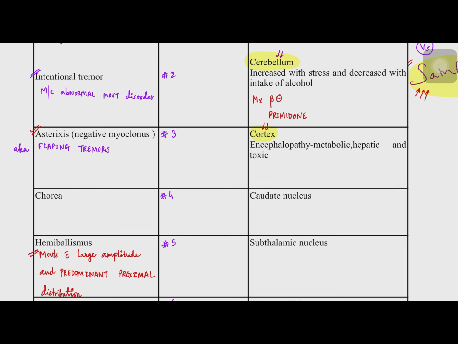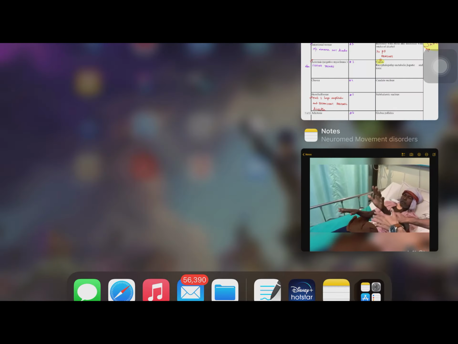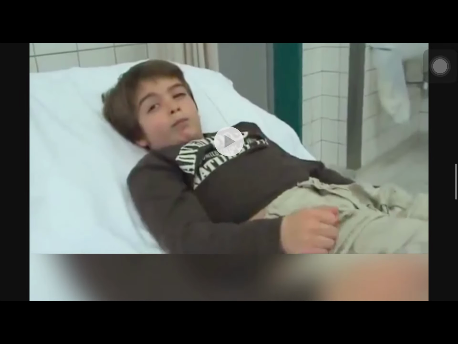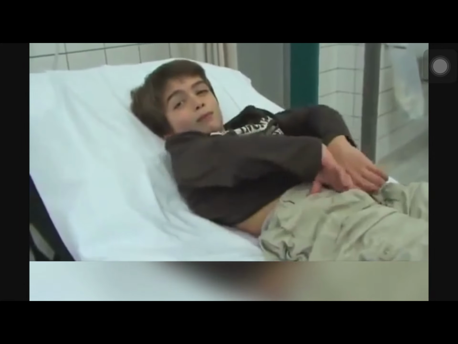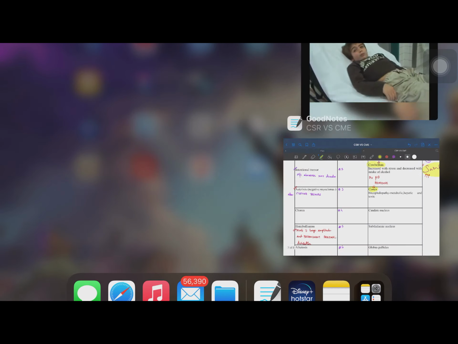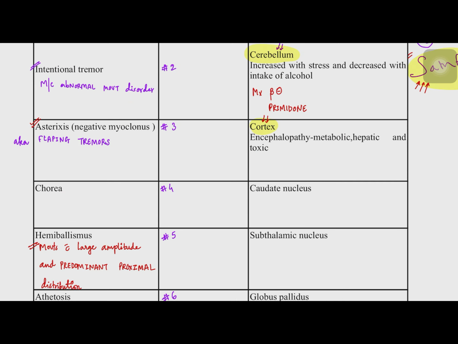The fourth movement disorder is chorea. The definition of chorea is basically rapid, semi-purposeful, graceful, dance-like, non-patterned, involuntary movements involving distal or proximal muscle groups. We'll see the video graphics of chorea. This is a patient of chorea. You can see both the distal and the proximal muscles are involved. They are rapid, semi-purposeful, graceful, dance-like movements, and they are involuntary. This is the typical video graphic of chorea. In chorea, the lesion is in the caudate nucleus.